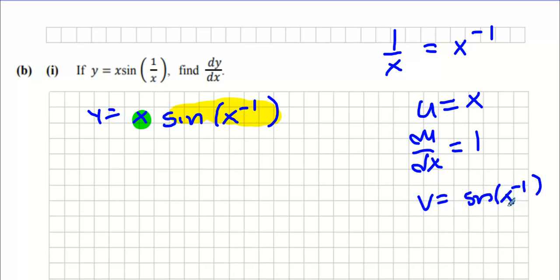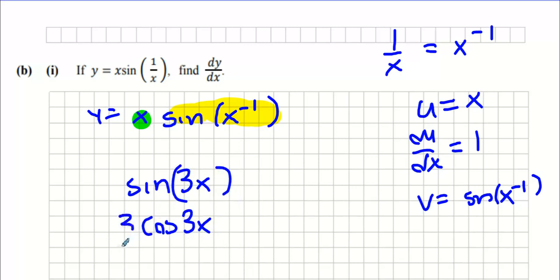And a bit of revision while we're here. You ready? Just give me a sec. If I differentiate sine 3x, what would the answer be? Cos 3x, and then you differentiate the angle to get 3 cos 3x. Cool with you guys? Now, let's do the same thing, except it's sine x minus 1. So it's going to change directly into cos. But then we're going to have to differentiate the angle. It's close to that.